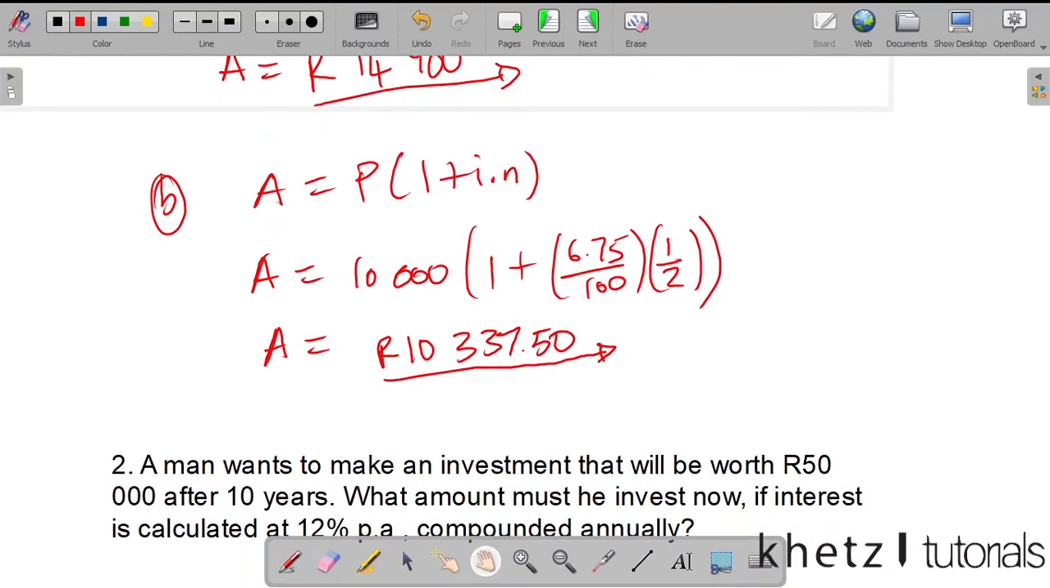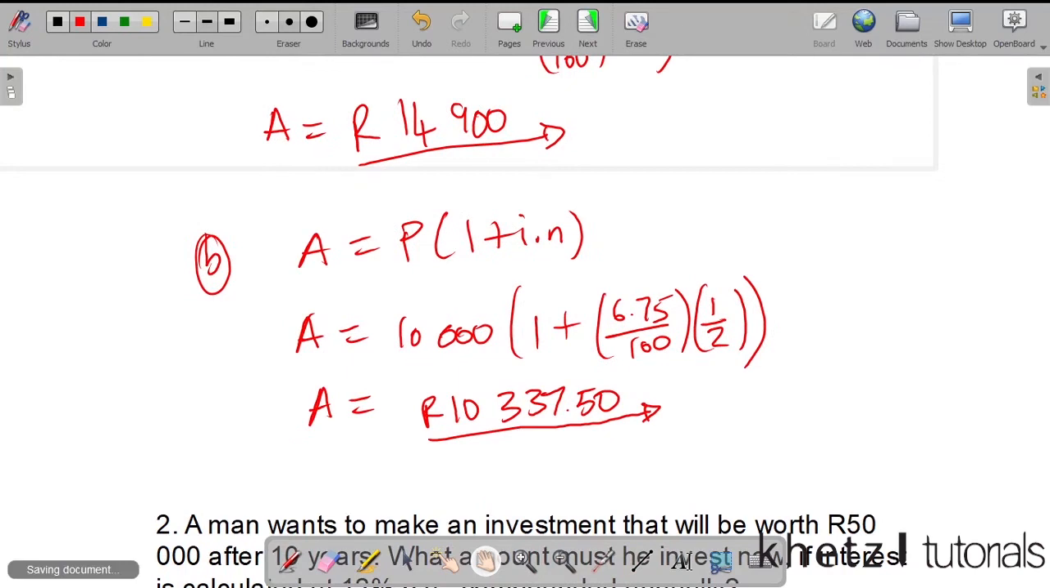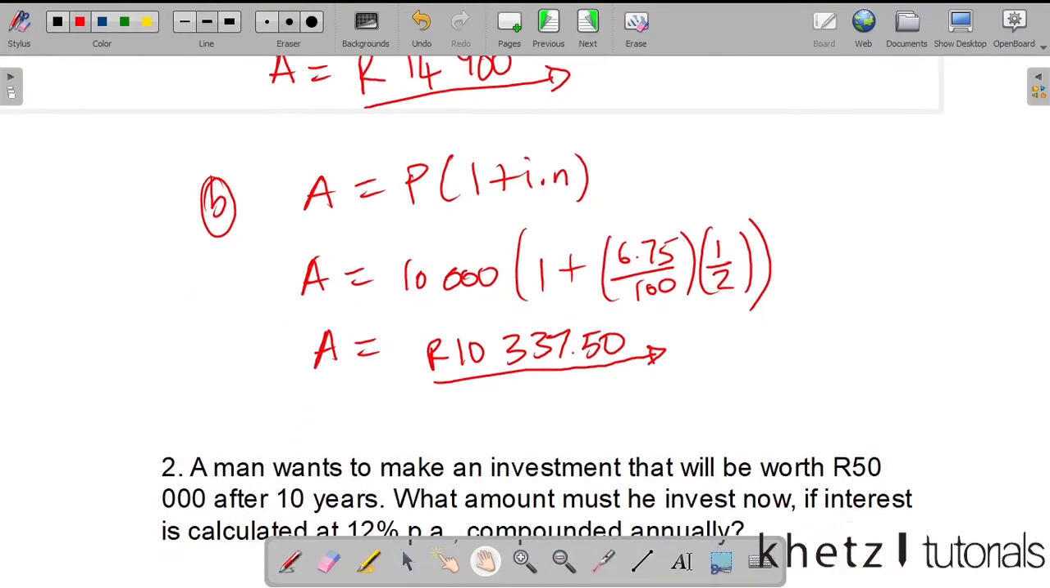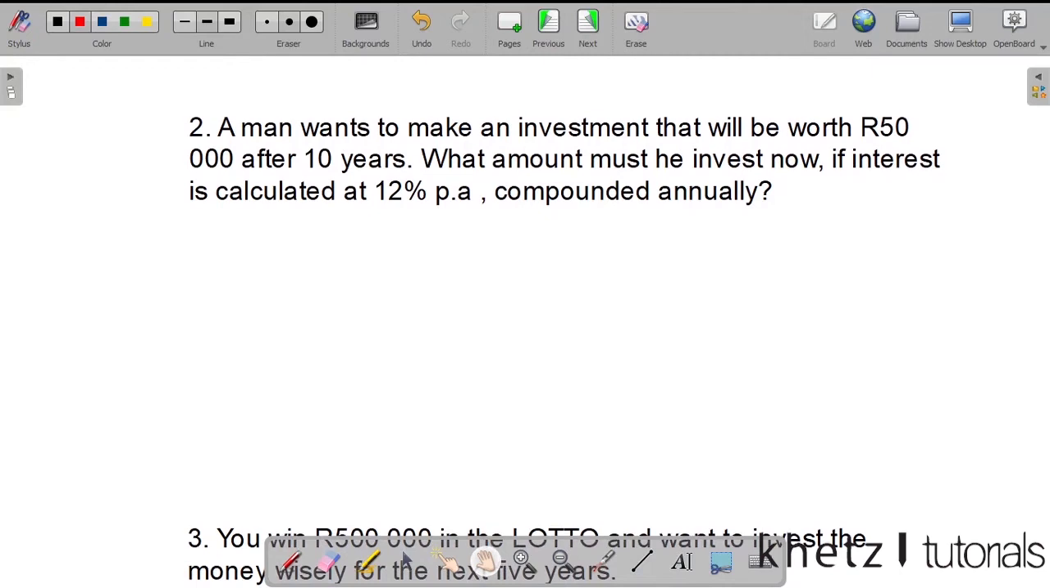So that is what we have for the first question. It was just a simple interest question. And we're going to move on to the next one.